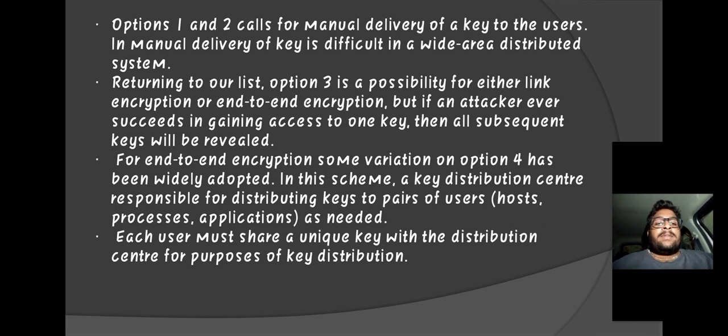For end-to-end encryption, some variation on option 4 has been widely adopted. In this scheme, a key distribution center is responsible for distributing keys to pairs of users, like hosts, processes, and applications, as needed. Each user must share a unique key with the key distribution center for the purpose of key distribution.